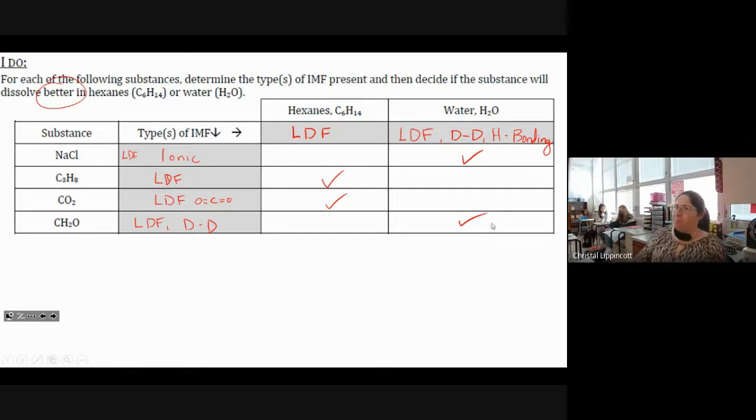Is it just that the stronger the IMFs, yeah. Wouldn't CH2O have bonding as well? There's no hydrogen. Oh, okay, makes sense. Yeah, I think that's the structure of it. There's no hydrogen on that oxygen, so it's not hogging, but it's going to have dipole-dipole.